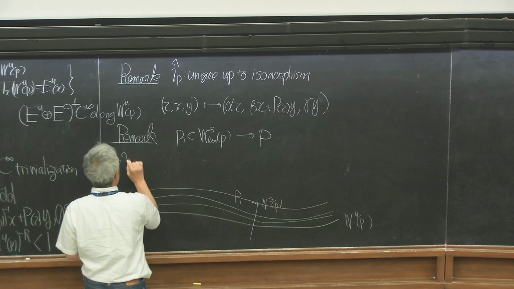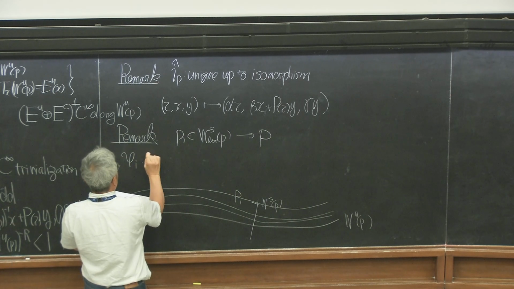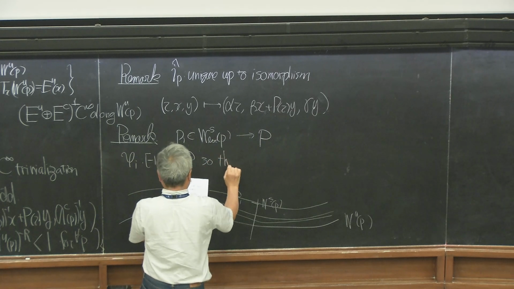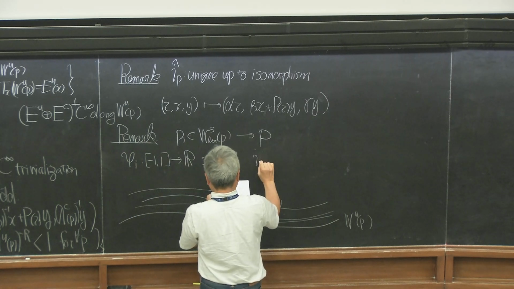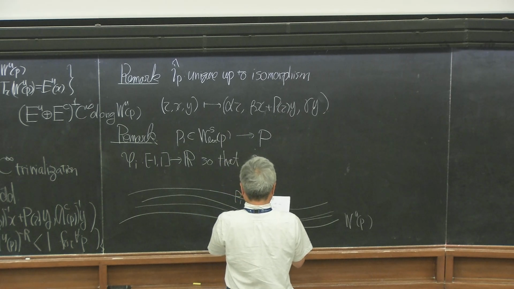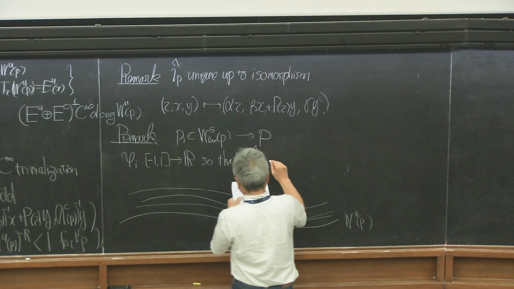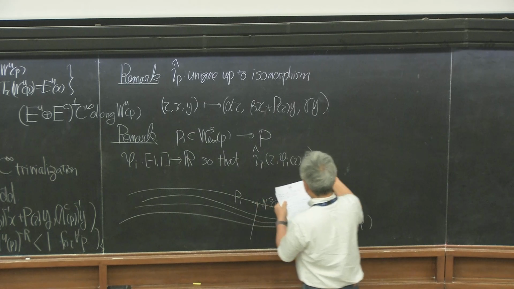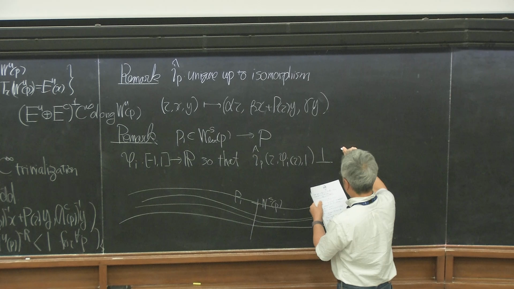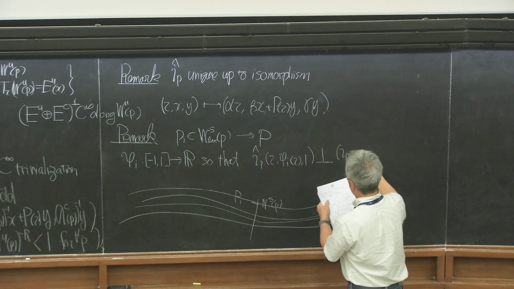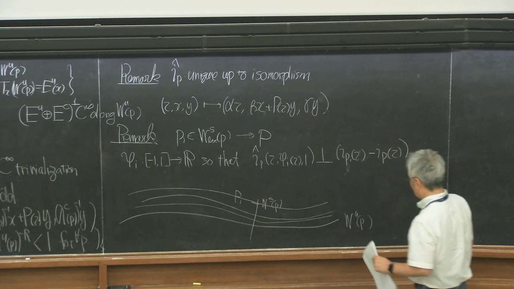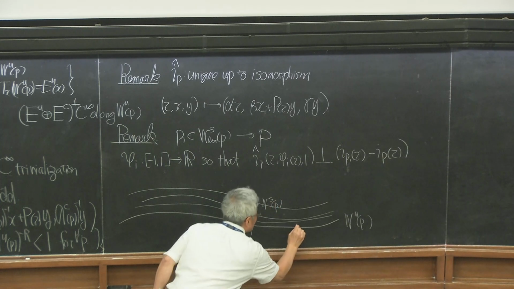And so we take phi I, this is from minus 1 to 1 into R, so that I hat E tau I, tau is normal to, this is not a very precise statement, minus IP tau. So for each point, this is IP tau.